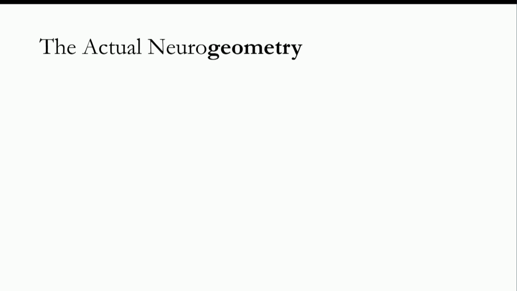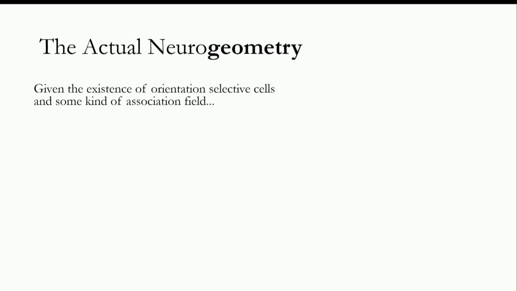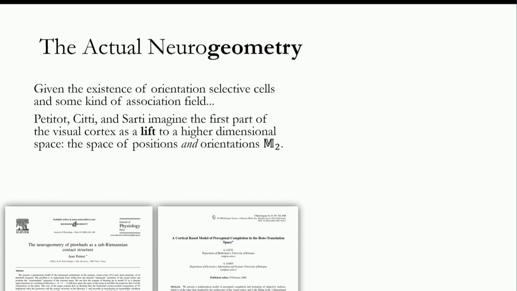Okay, so now for the actual neurogeometry. Given the existence of these association fields and orientation selective cells, Petitot, Citti and Sarti imagined the first part of the visual cortex as a lift to a high-dimensional space. This high-dimensional space is the space of positions and orientations, denoted with M2. The space consists of triples x, y, and theta. x and y indicate a position, and theta indicates an orientation. Now, what does this mean?